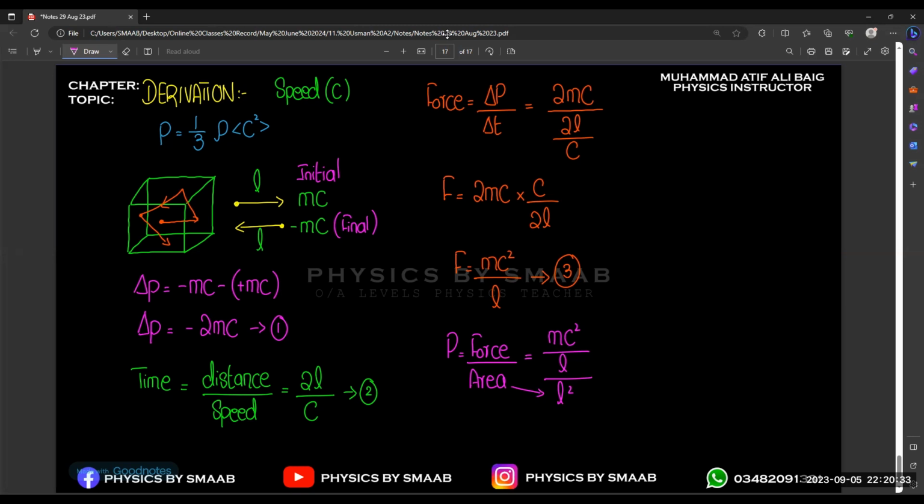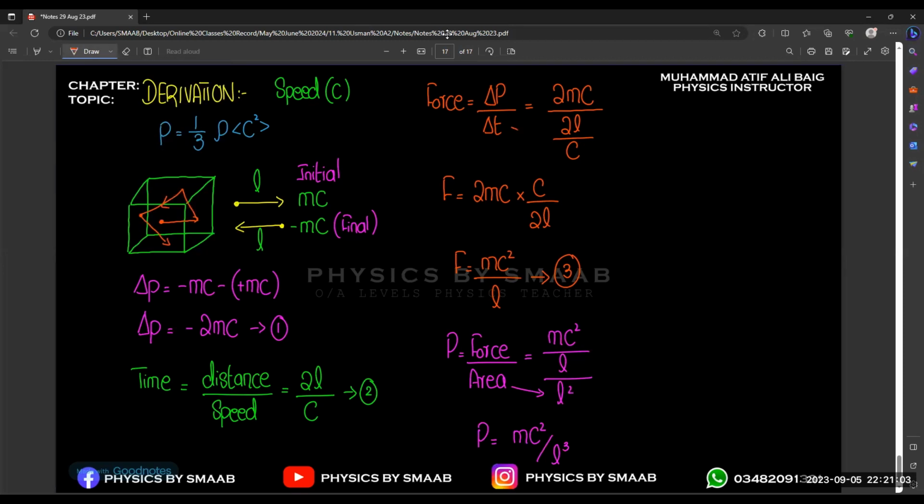So finally, what will be your final equation for pressure? Right? Because mc square over l means we again flip the values, l square over 1. So you will get l square will multiply with l. So you will get mc square over l cube. Okay, clear? Okay.